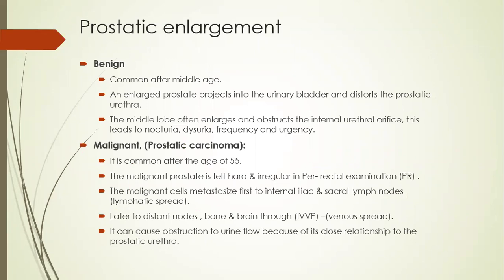Finally, going to the prostatic enlargement. As I said, there are two types: one is benign and the other is malignant. In case of benign, it is usually after 40 years of age, in middle age, when this will be enlarged. And the malignant, which is called prostate carcinoma, will be seen after 55 years of age. These details we will study much more in pathology, so I will just avoid going into details. So this is all about the male reproductive system.